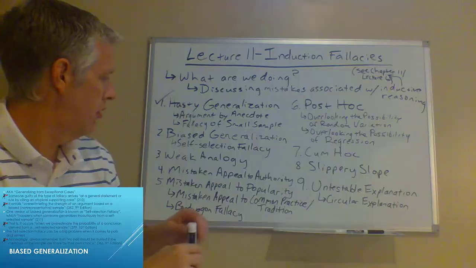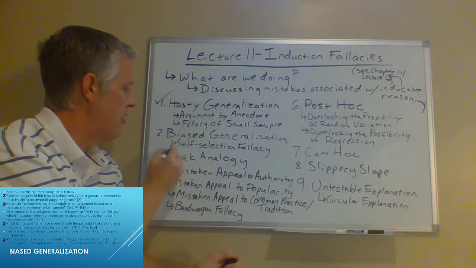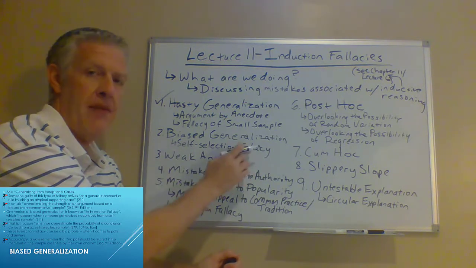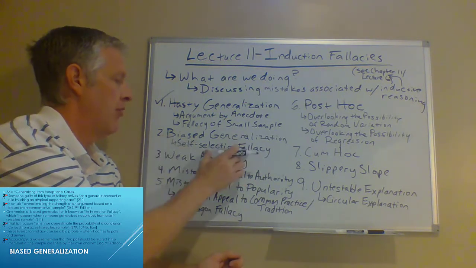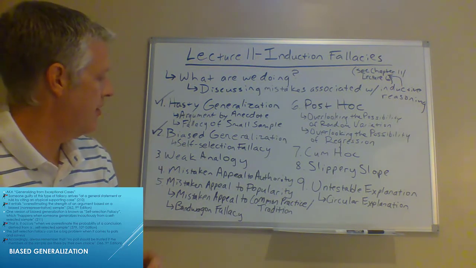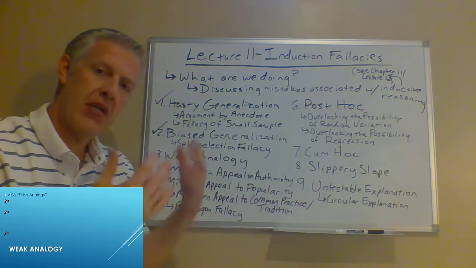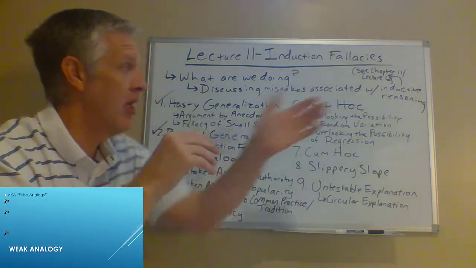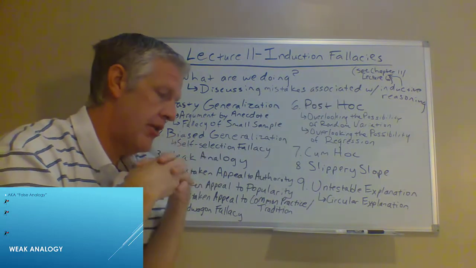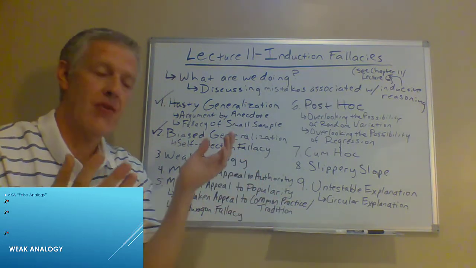Okay, so we discussed bias generalization in general, and then we discussed one version of that, or one way it's labeled, you might say. So we'll mark that off the list. Next, we'll discuss weak analogy. We discussed arguments by analogy in lecture 6. And so here we're discussing mistakes associated with those types of arguments.